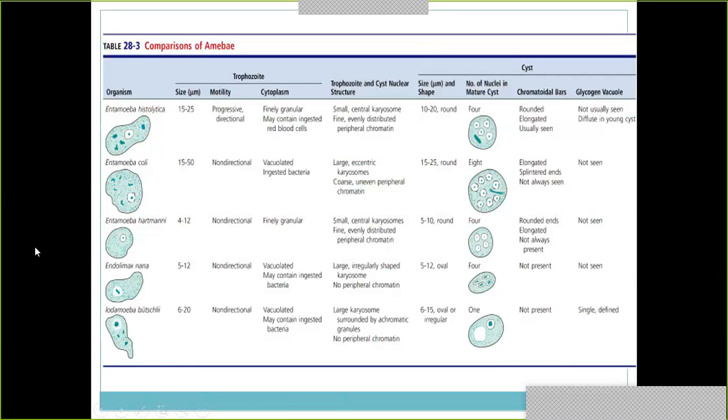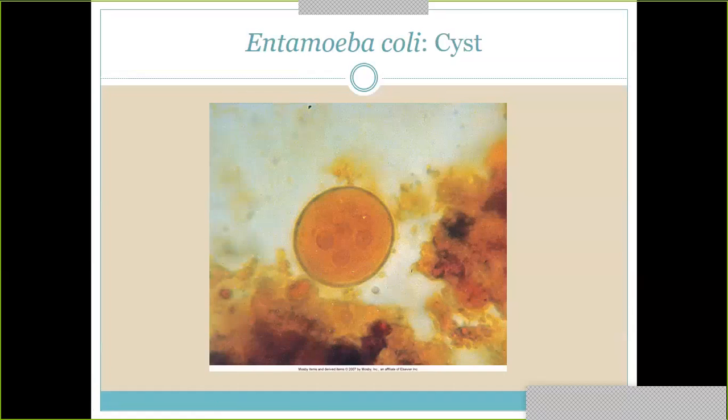And just a reminder, you may be thinking, well, what about diseases or anything else? The only one that was really pathogenic out of this list was Entamoeba histolytica. The rest of these are non-pathogenic, but we should still know and be aware of what they look like and how to separate them from the pathogen Entamoeba histolytica.